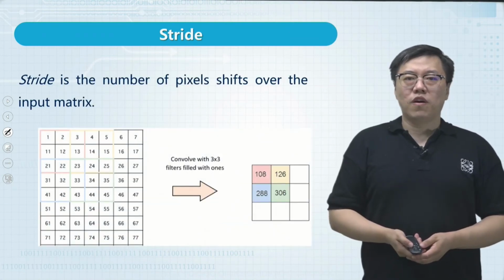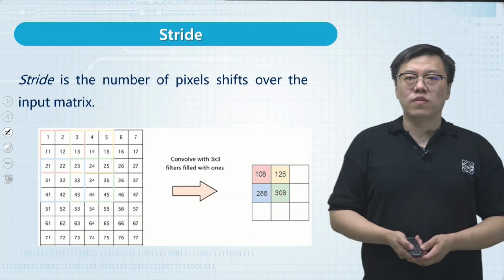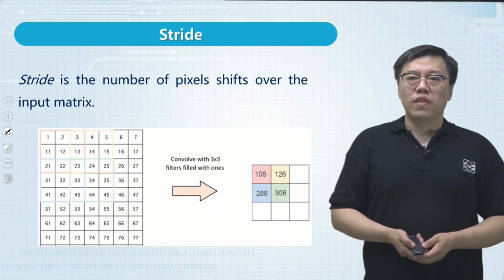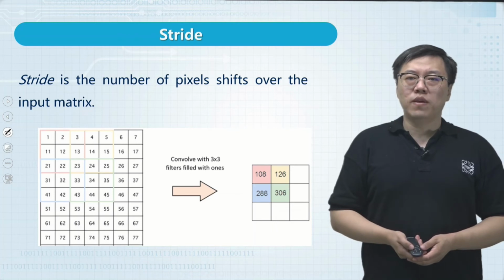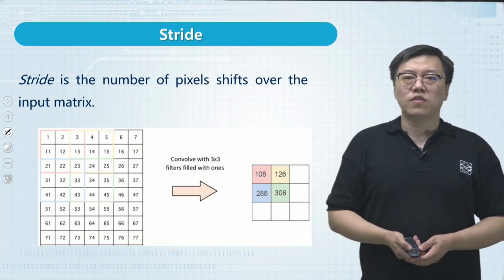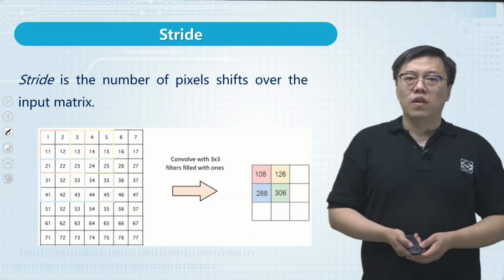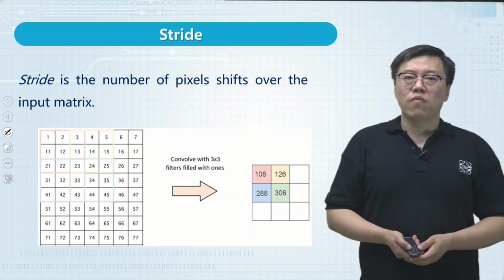Stride is the number of pixels shifted over the input matrix. When the stride is 1, we move the filter 1 pixel at a time. When the stride is 2, we move the filter 2 pixels at a time, and so on. The figure below shows how convolution works with a stride of 2.